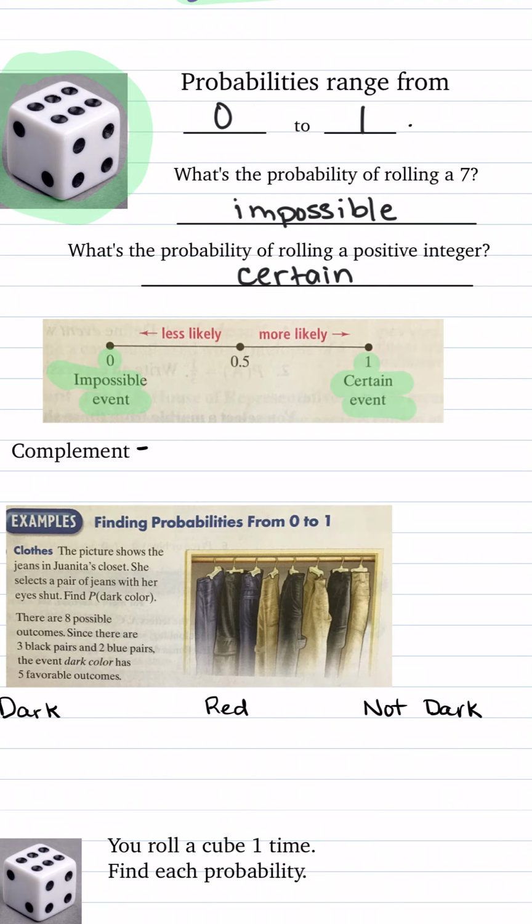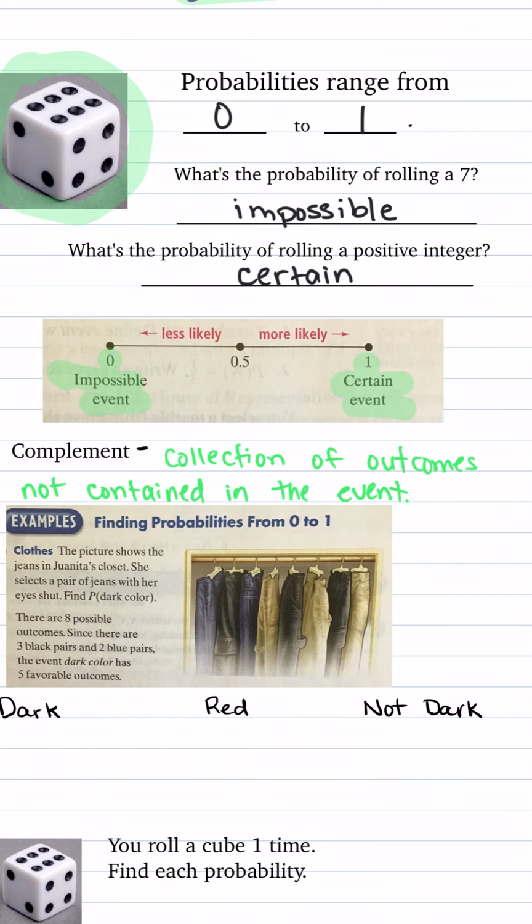So let's just kind of write down something here for complement. So for complement, I put the collection of outcomes not contained in the event. So complement basically means you have the chance of getting that number or picking that item, but it may not always be the same if you actually do it. So finding probabilities from 0 to 1.